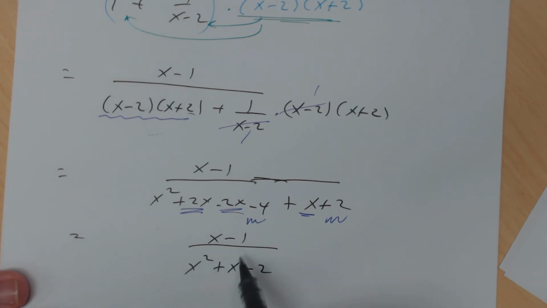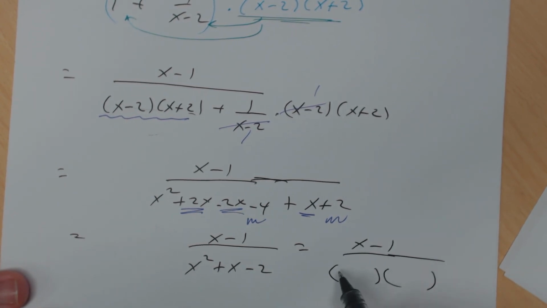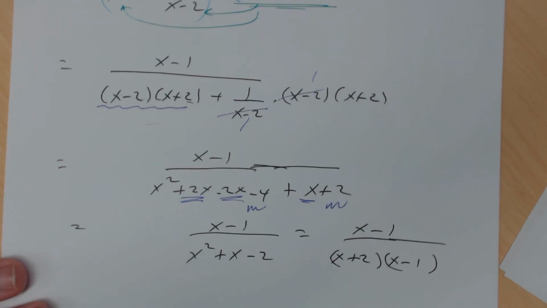Now remember the next step is to factor and see if you can reduce anything. My numerator is going to stay x minus 1. My denominator, though, I can factor. So that's going to be x plus 2 times x minus 1. And now reducing, these x minus 1's divide out. Make sure you put factors of 1 in their place. And I end up with 1 divided by x plus 2.